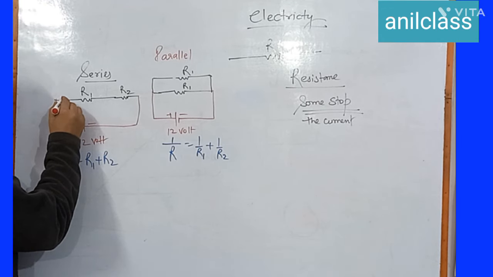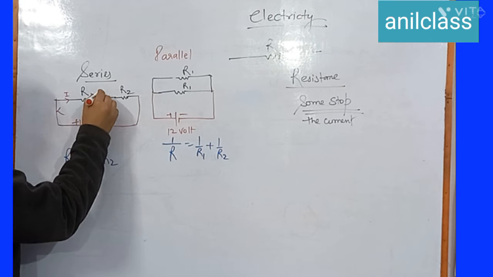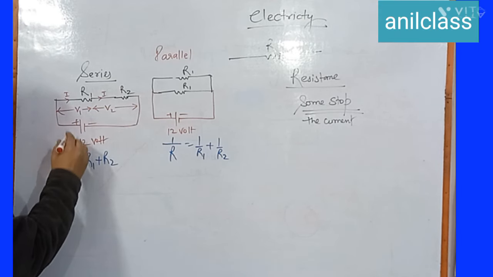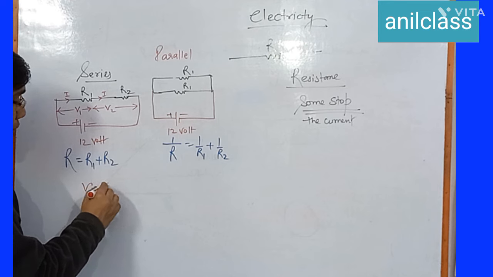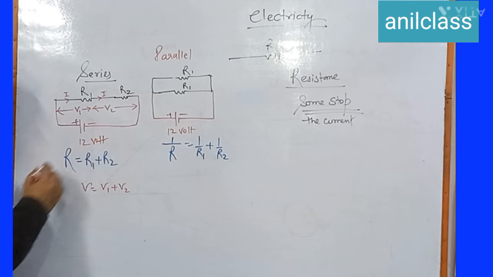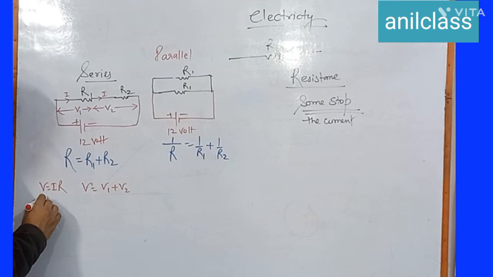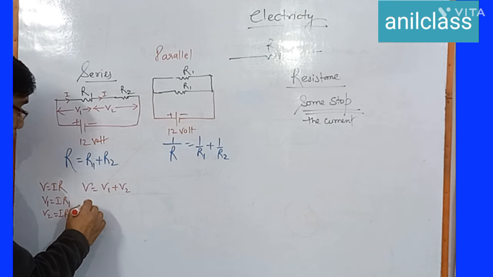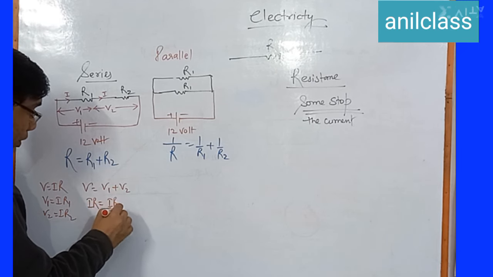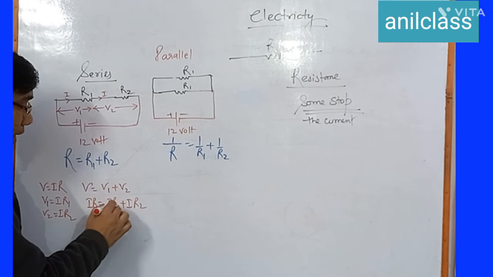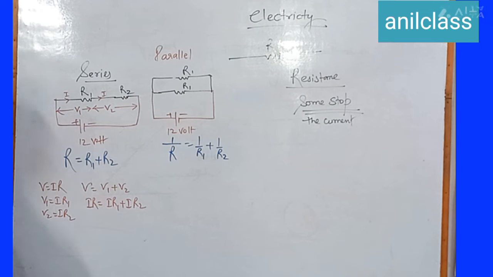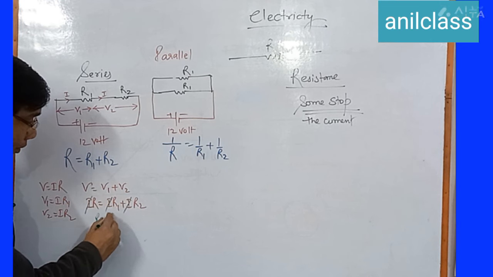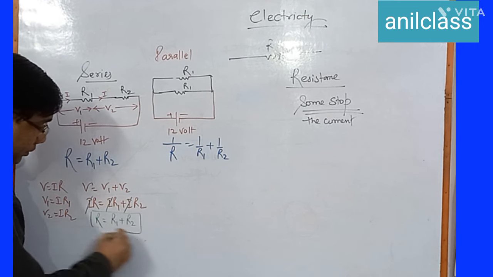Now my friend, you know that current I is always the same, but the voltages are V1 and V2, and the total voltage is V, so V is equal to V1 plus V2. Now from Ohm's law, V is equal to IR, V1 is equal to I R1 and V2 is equal to I R2. So IR is equal to I R1 plus I R2, where I is common, so I is removed, R is equal to R1 plus R2. This is the combination.